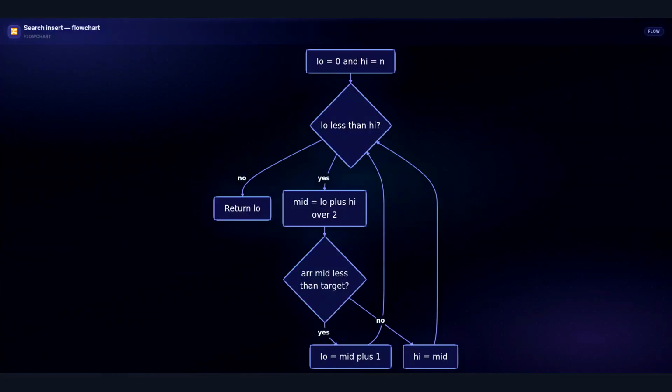The shape is the lower bound shape. Set low to 0 and high to n. While low is below high, take the middle. If the middle value is under the target, move low up, otherwise move high down. When they meet, low is where the target sits or where it would be inserted.